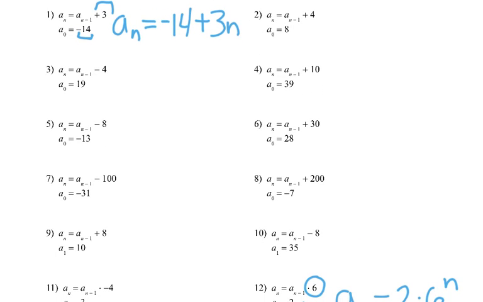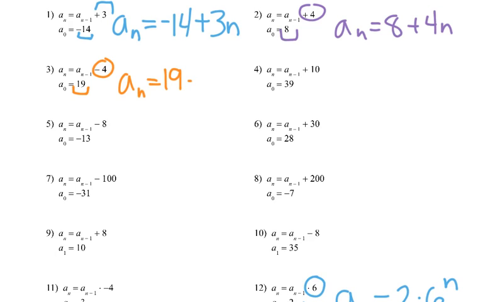All right, so I'm just going to jump right into it. Number 2, it starts at 8, so I go a sub n equals 8. We're adding 4, so I add 4 times n. Number 3, we start at 19, growing by negative 4. So a sub n equals 19 minus 4, 4 is my growth, so I put the n there.